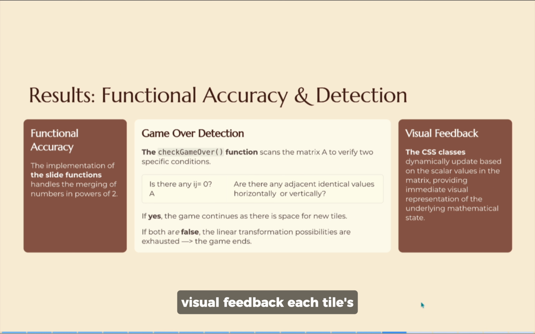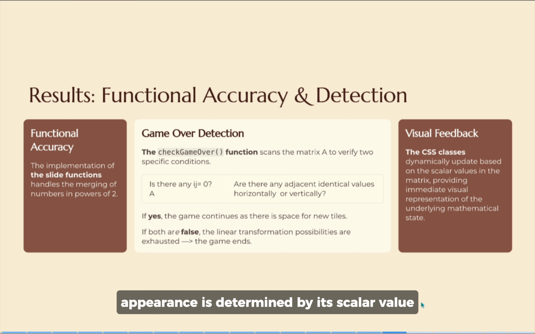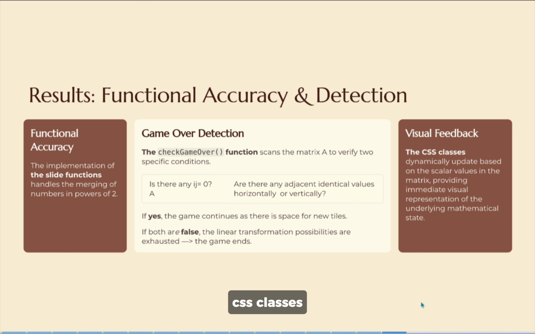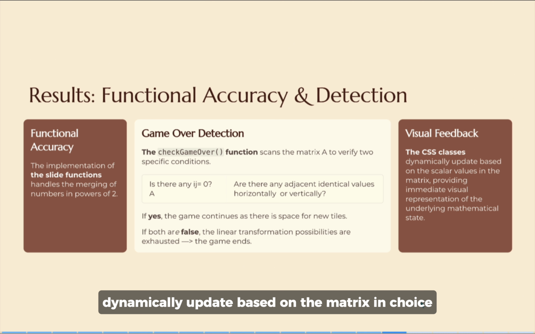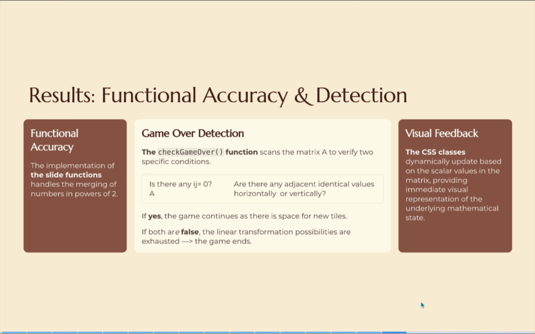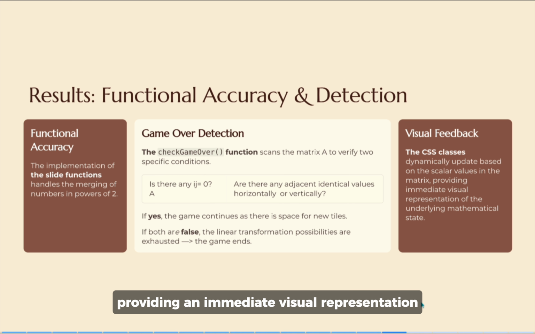Visual feedback. Each tile's appearance is determined by its scalar value. CSS classes dynamically update based on the matrix entry, providing an immediate visual representation of the underlying mathematical state.